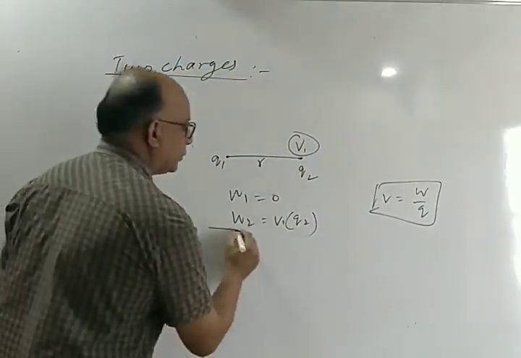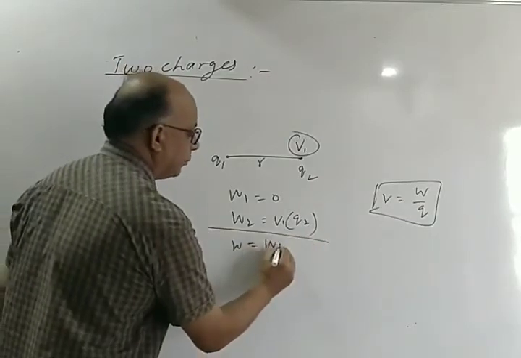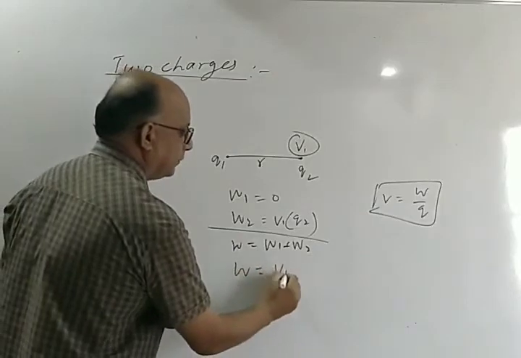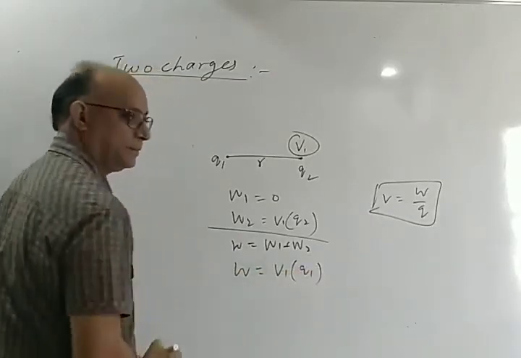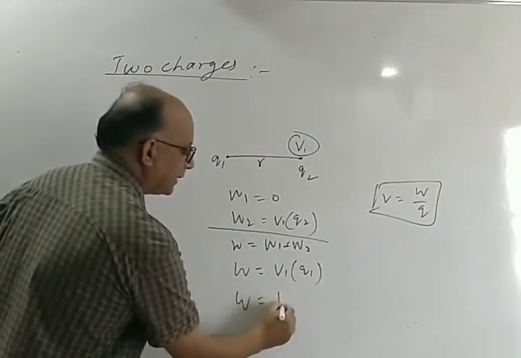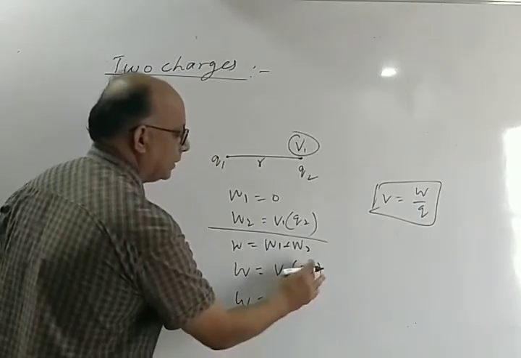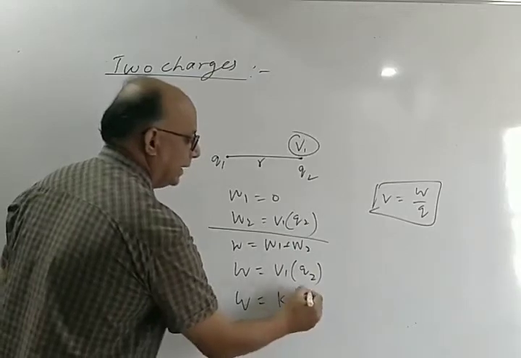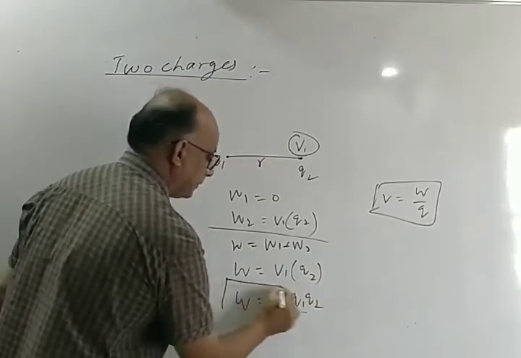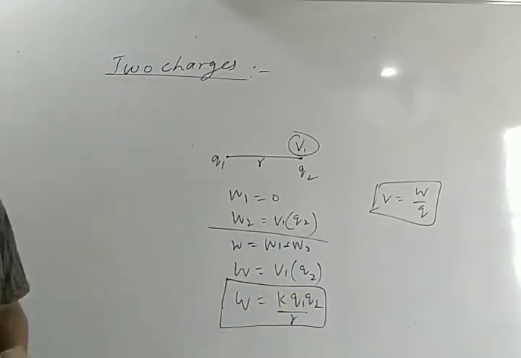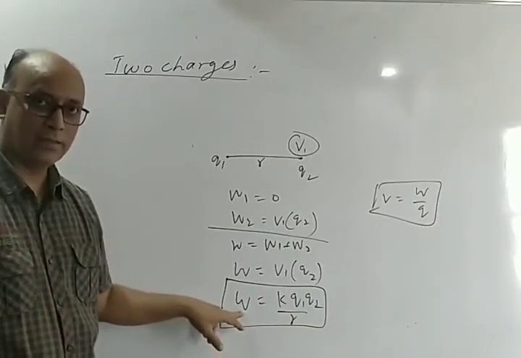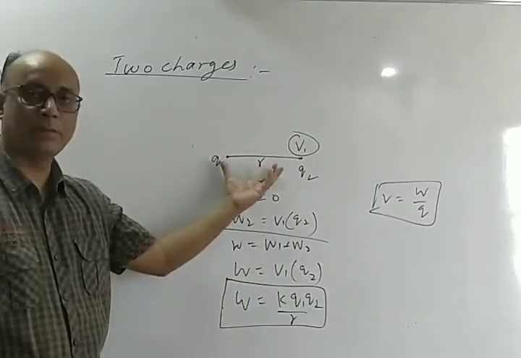So what is the total work done? That is W1 plus W2, or this is V1 into Q2. V1 is K into Q1 by R, into Q2. So this is the net work done. Now this is the total work done for a system of two charges.